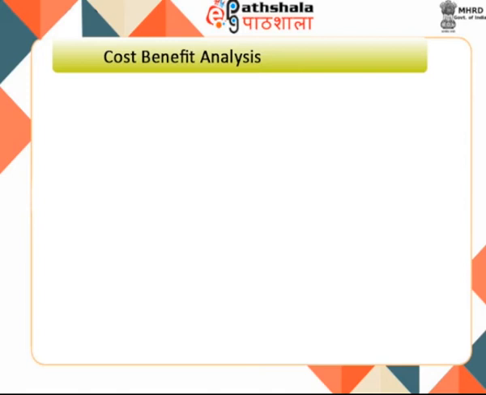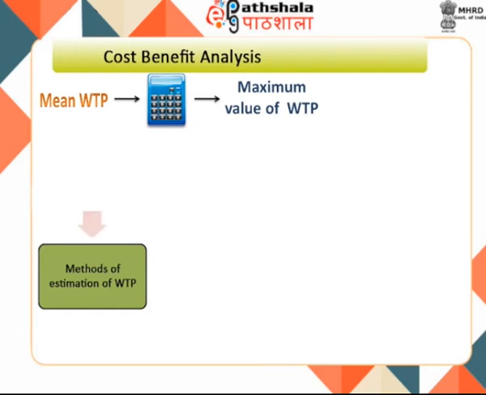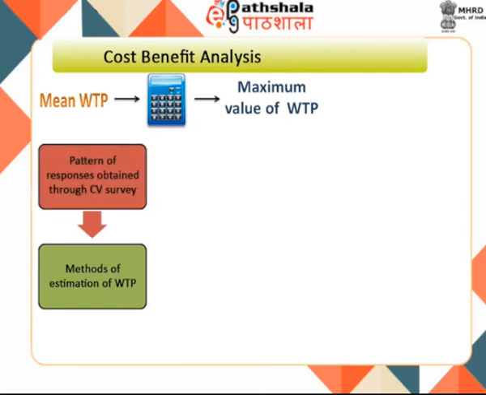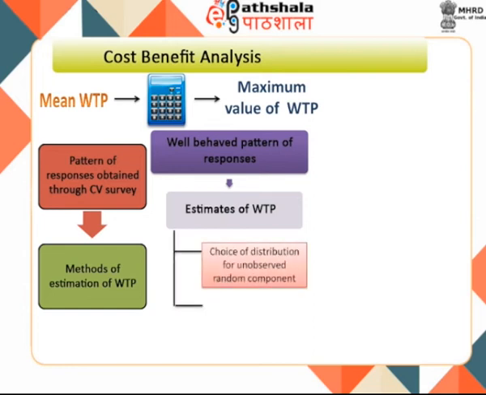In the cost benefit analysis, estimating mean willingness to pay and reporting its confidence interval is important. For payment card designs, mean WTP could be calculated from the maximum value that people say they are willing to pay. Methods of estimation of WTP primarily depend upon the pattern of responses obtained through CV survey. Well-behaved pattern of responses generate estimates of WTP that may not be very sensitive to the choice of distribution for unobserved random component or the form of preference function. But such well-behaved patterns are not always observed in responses.